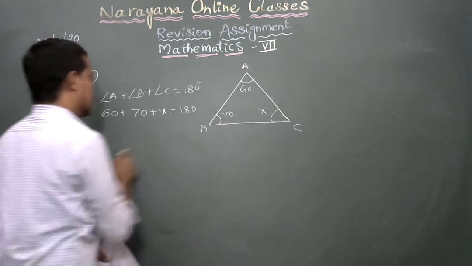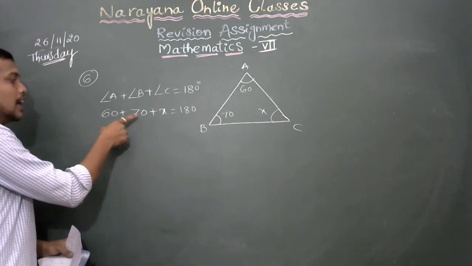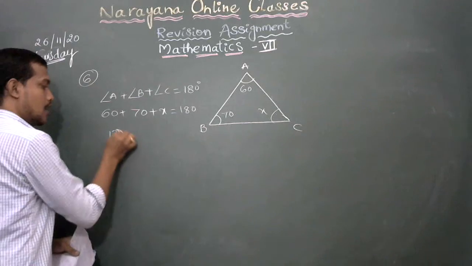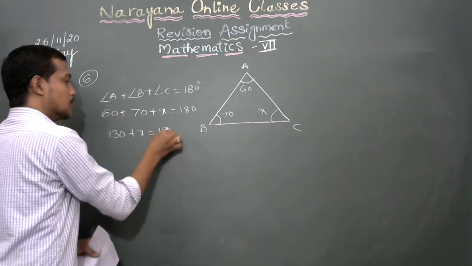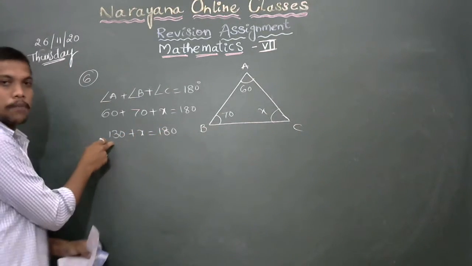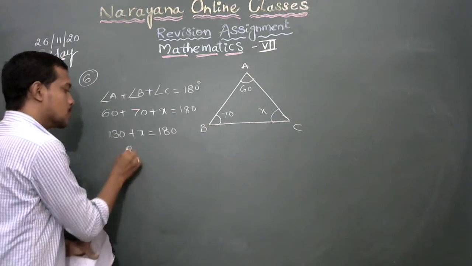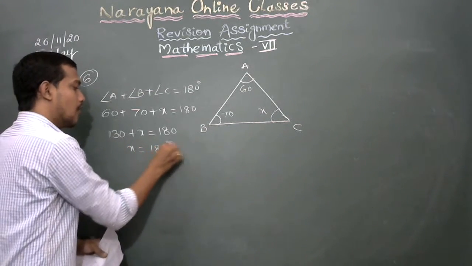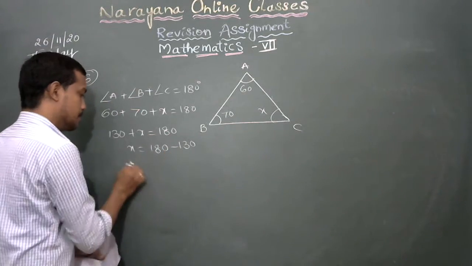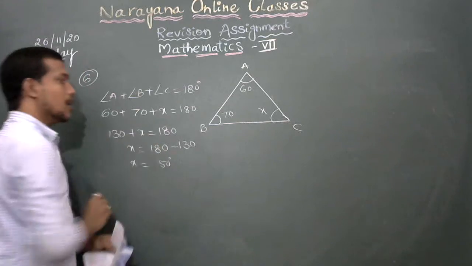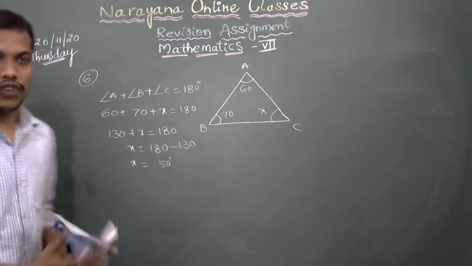So 60 plus 70 plus x equal to 180. 60 plus 70 is 130. 130 plus x equal to 180. Bring plus 130 to the RHS, that is minus 130. So x equal to 180 minus 130. So x equal to 50. The value of x is 50.